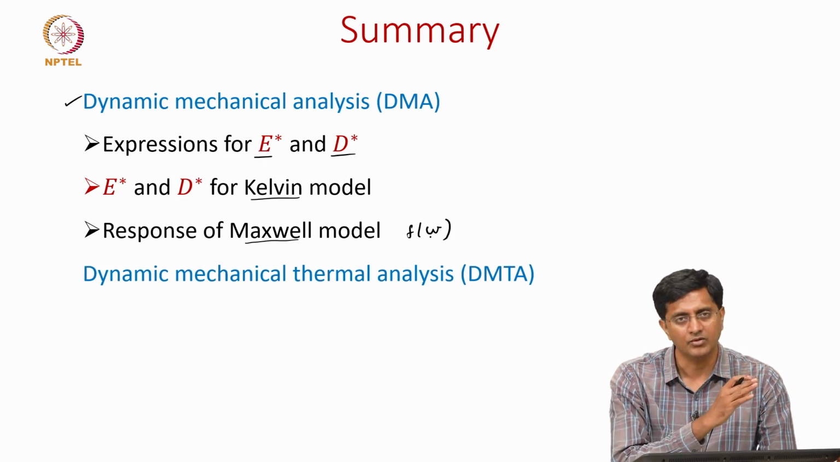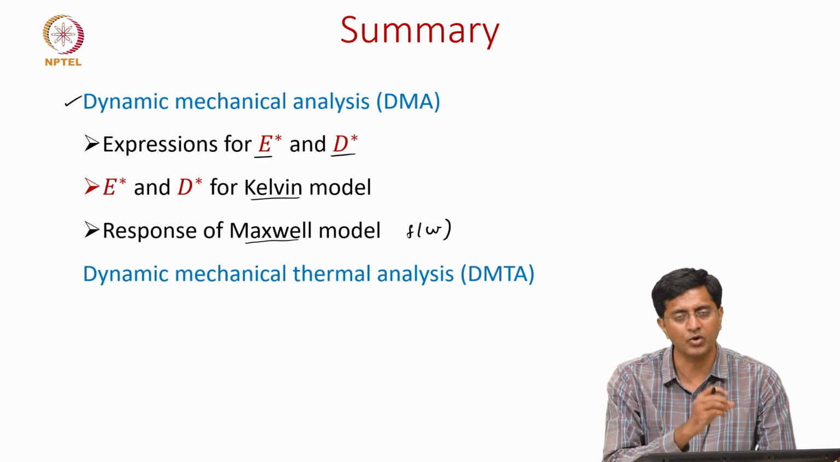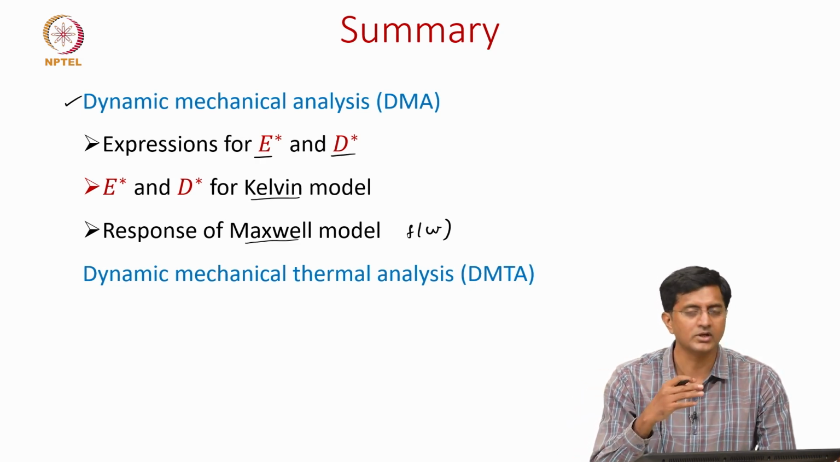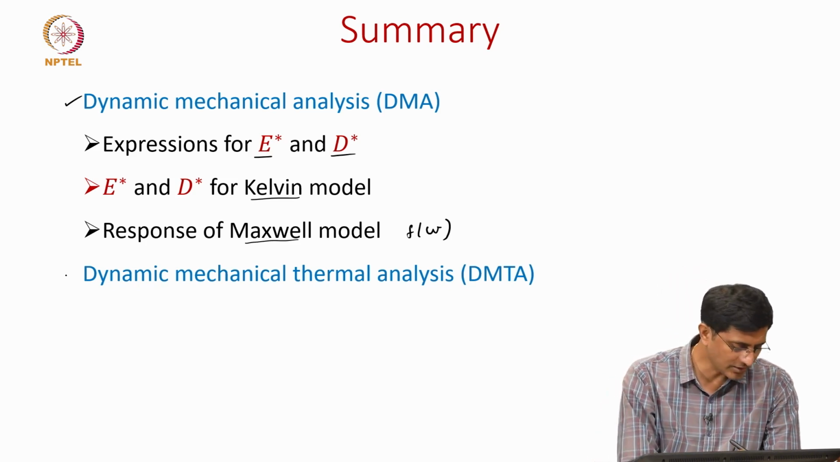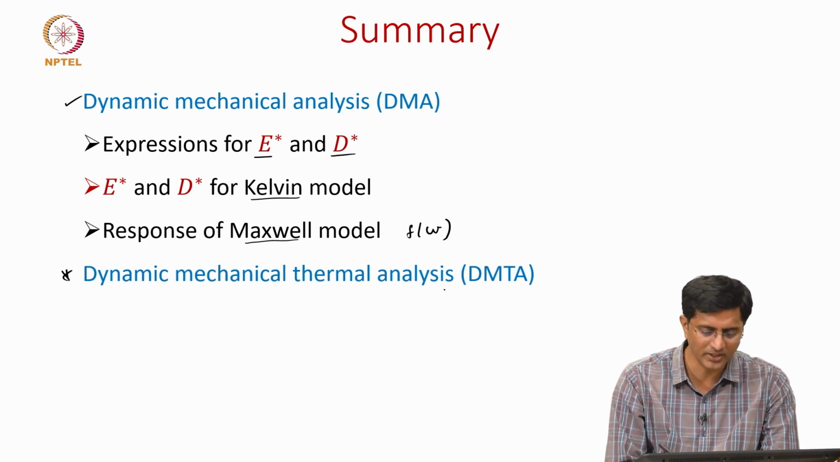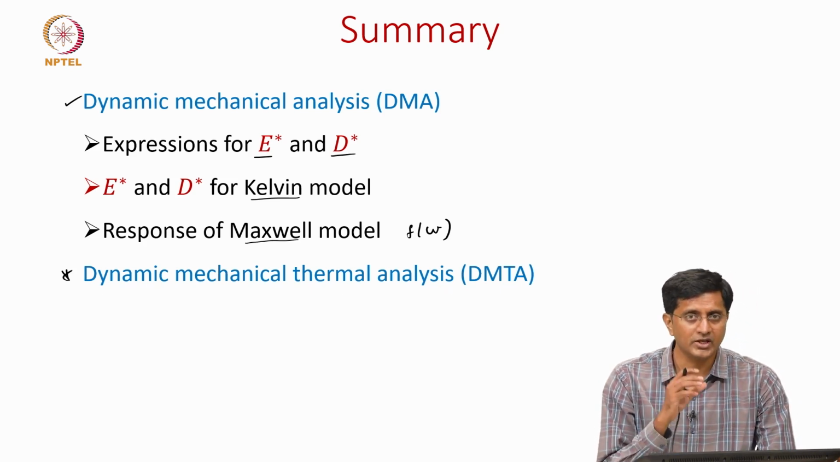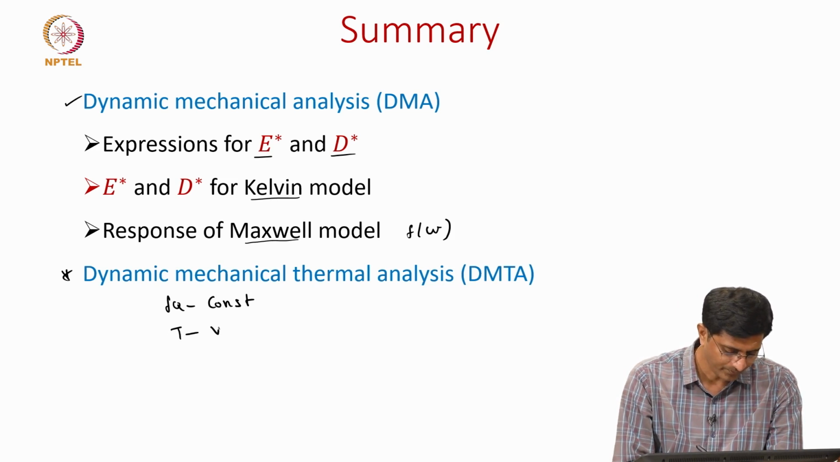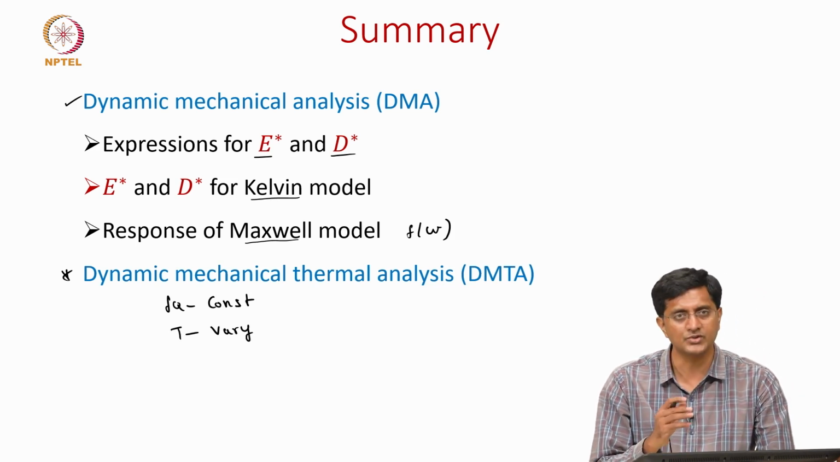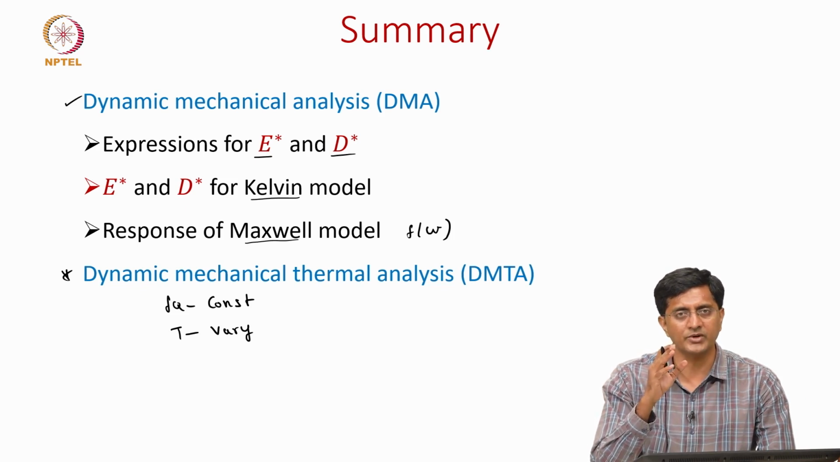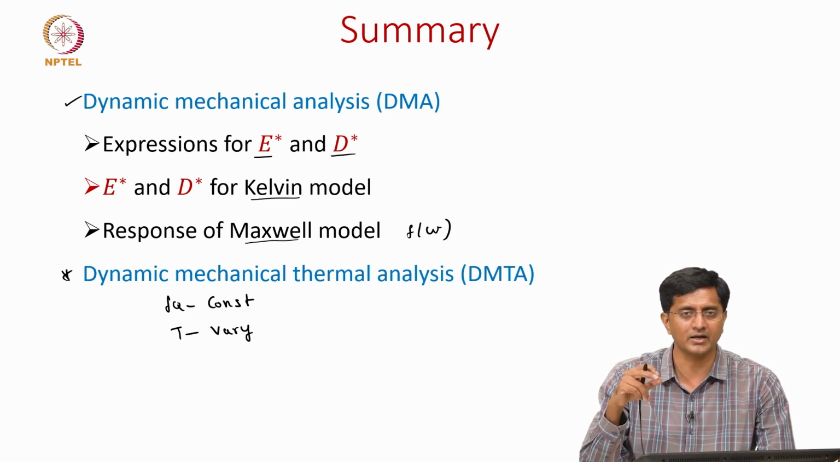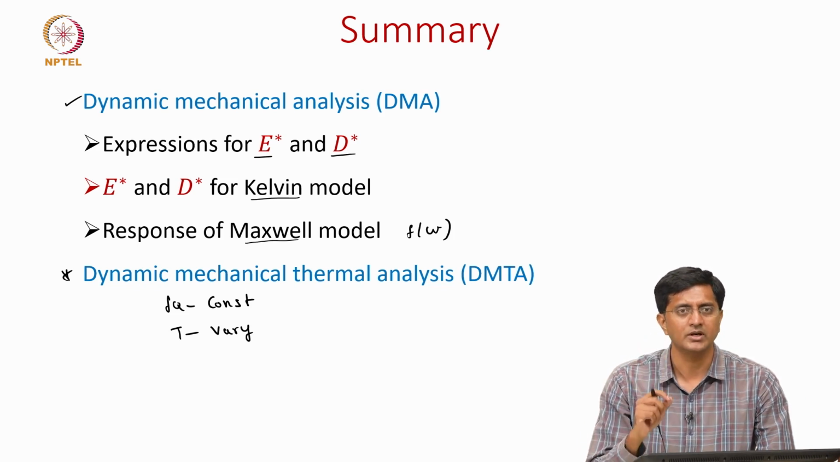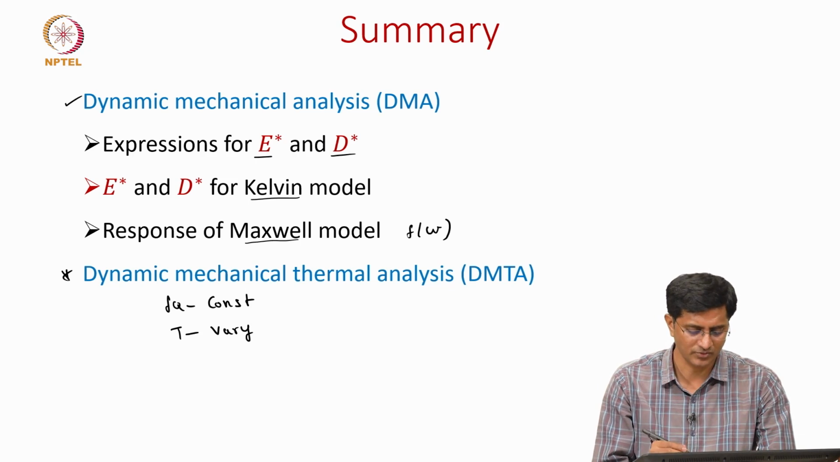So, by doing a frequency sweep going from low frequency to high frequency, we have seen how the modulus values and the tan delta values vary. Finally, we also discussed this dynamic mechanical thermal analysis, where we said we keep the frequency constant, and we vary temperature. So, here we showed that about the glass transition temperature, we will see a peak in the tan delta curve, which we use to report the Tg value or the glass transition temperature values.